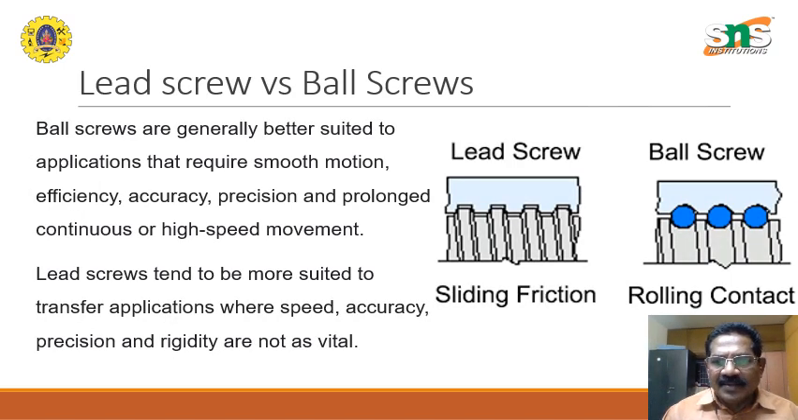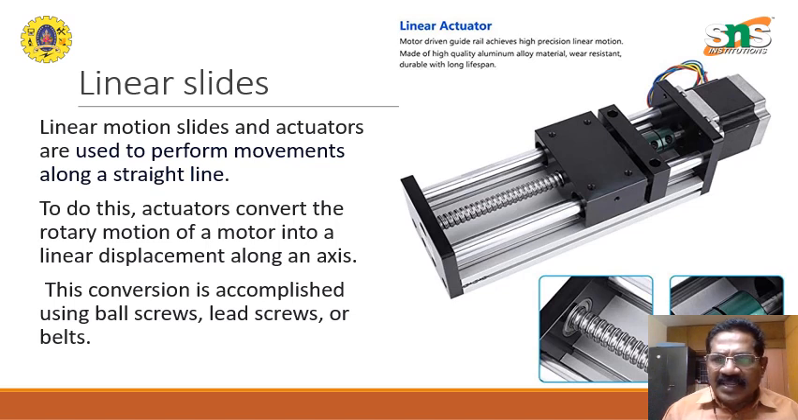In this slide, we will look at the comparison between the lead screw and the ball screw. Ball screws are generally better suited to applications that require smooth motion, efficiency, accuracy, precision, and prolonged continuous or high-speed movement. Lead screws tend to be more suited for transfer applications where speed, accuracy, precision, and rigidity are not very vital.